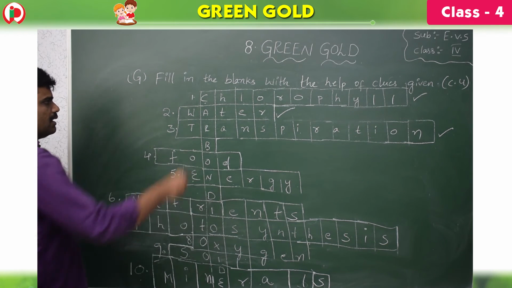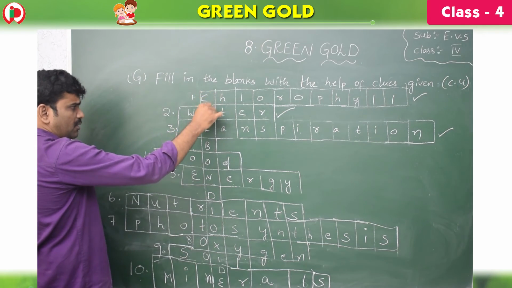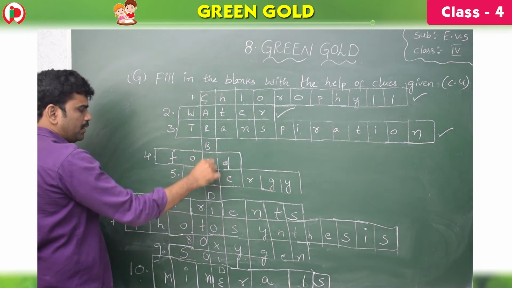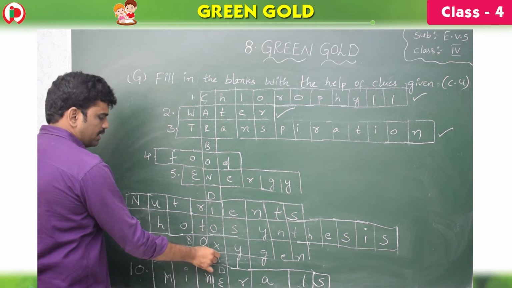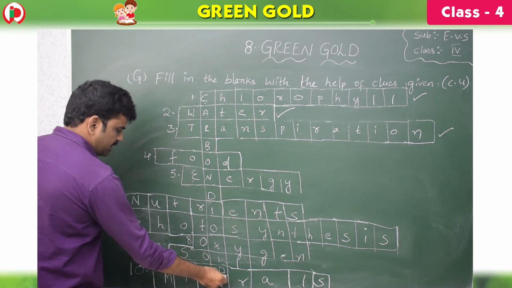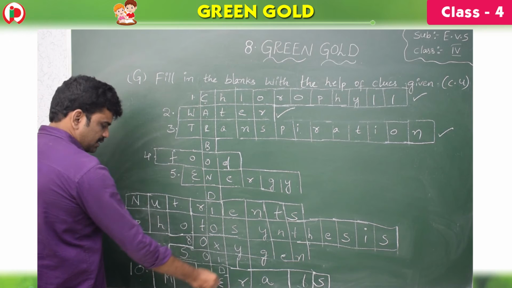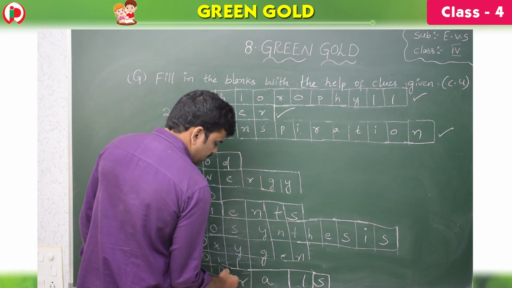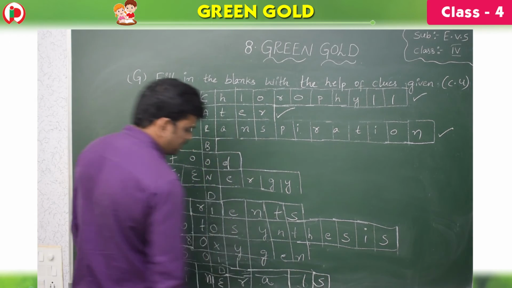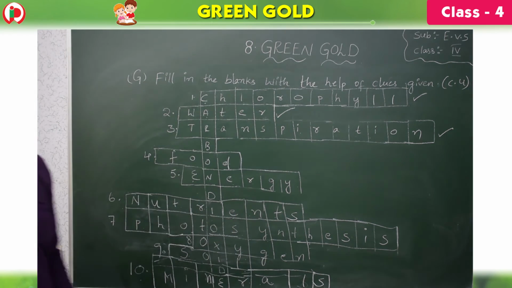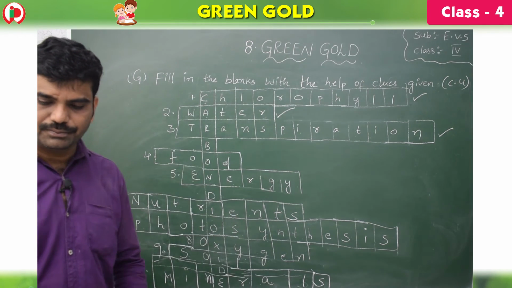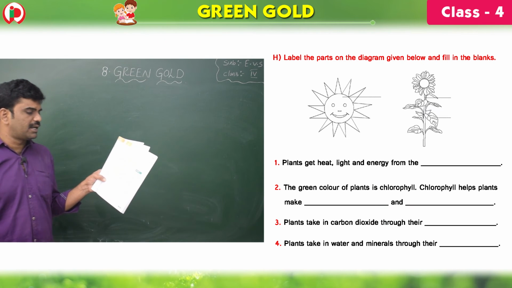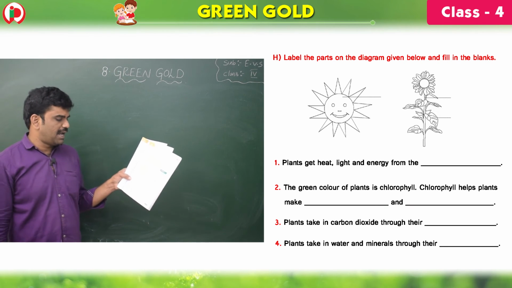If you take the clues here, CARBONDIOXIDE. What is this, children? Yes, this is carbon dioxide. This is carbon dioxide. Okay. So this is how we can fill. Children, now see the H. Label the parts on the diagram given below and fill in the blanks.